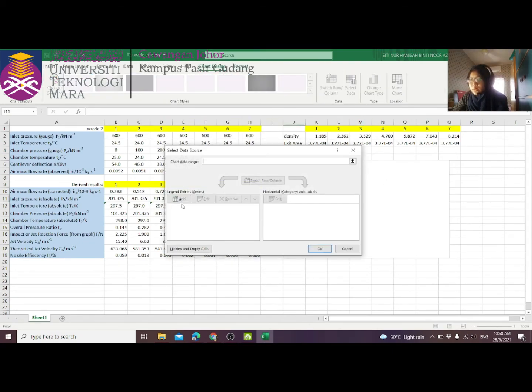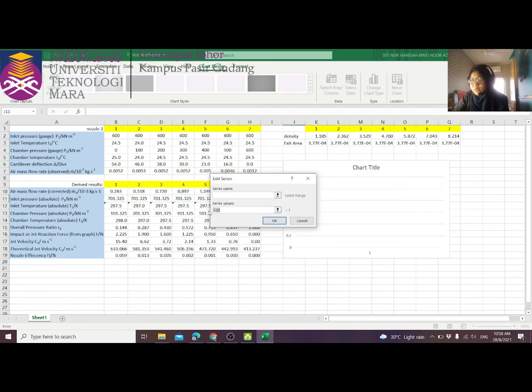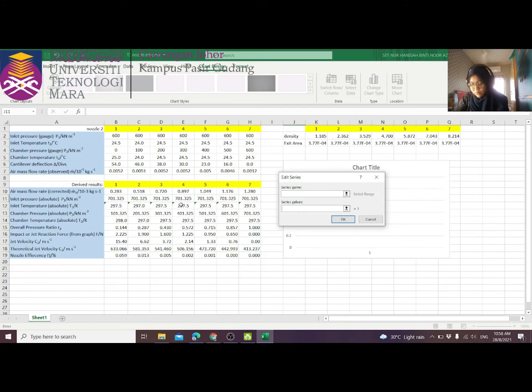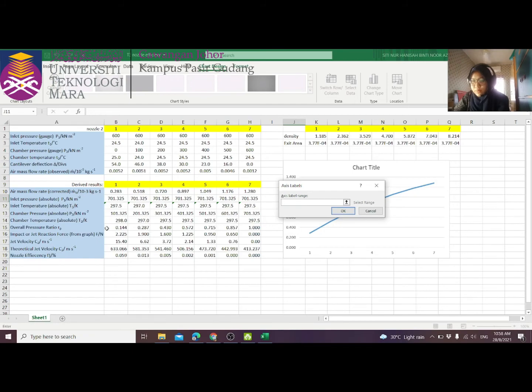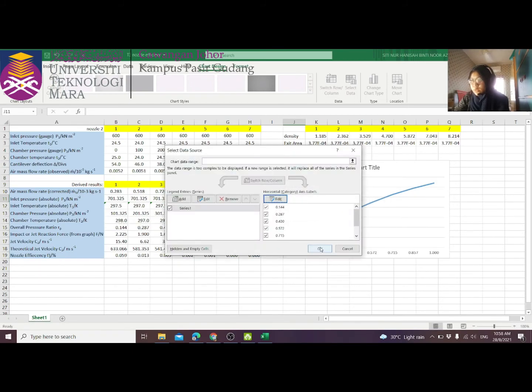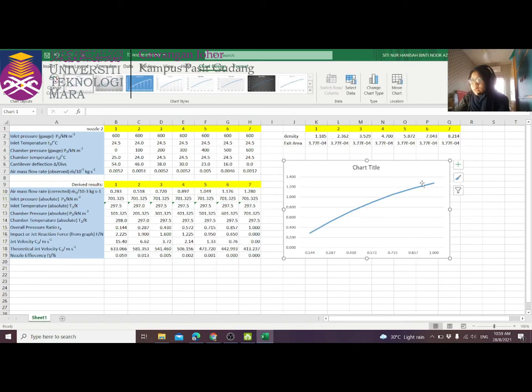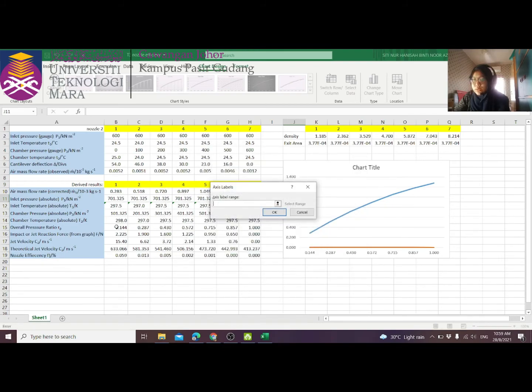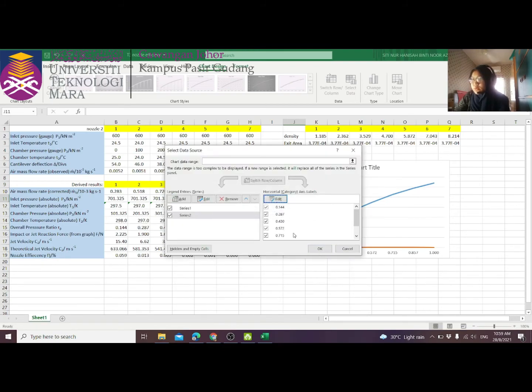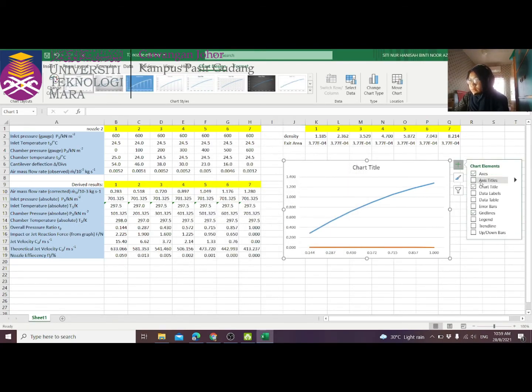So select data, add series value, take it from corrected mass flow rate, and okay, this one I take from overall pressure ratio. Okay. This is the experimental line. Next, I will add the observed. So the series value I will take it from observed mass flow, and this one I will also take from overall pressure ratio. Okay.